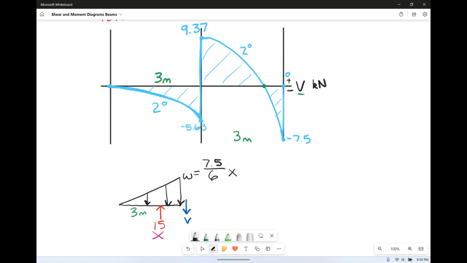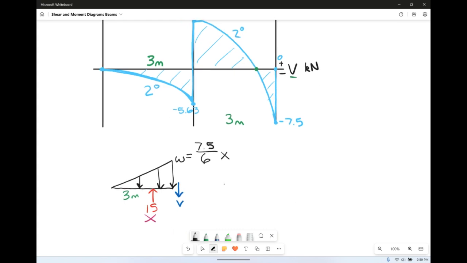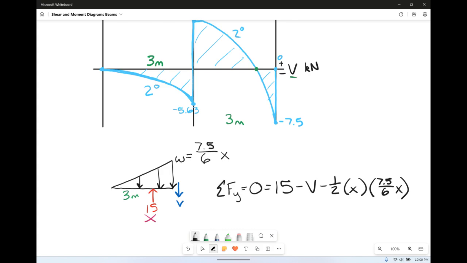So there's our w. Now we want to find our shear equation, so we sum the forces in the y direction and set it equal to 0. We've got 15 going up, shear going down, and this force going down. This force is a triangle, so it's 1/2 the base of x times the height, 7.5 over 6 times x. That's quite fun. So our shear equation is equal to 15 minus 7.5 over 12 x squared.